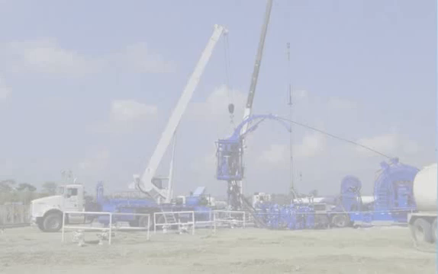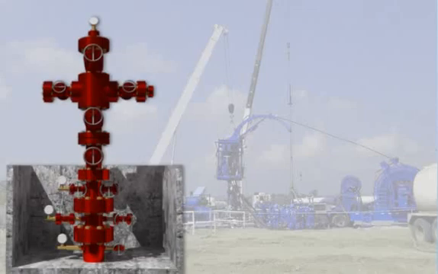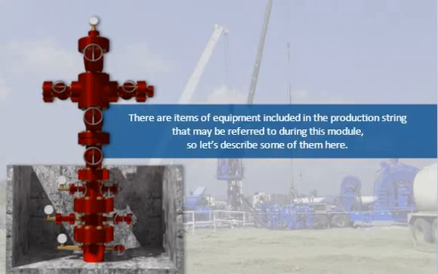As we have mentioned, well interventions are carried out with the Christmas tree and production string in place. There are items of equipment included in the production string that may be referred to during this module, so let's describe some of them here before we look in more detail at the reasons for well interventions and the methods of performing them.